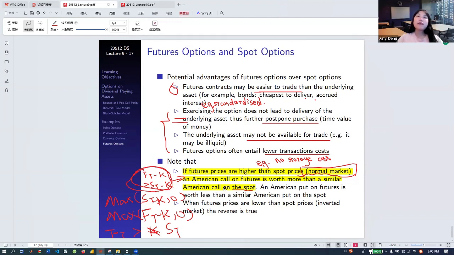So the payoff on the call on futures is going to be greater than the payoff on the call on the spot, simply because FT minus K is greater than ST minus K, which is due to FT being greater than ST here.